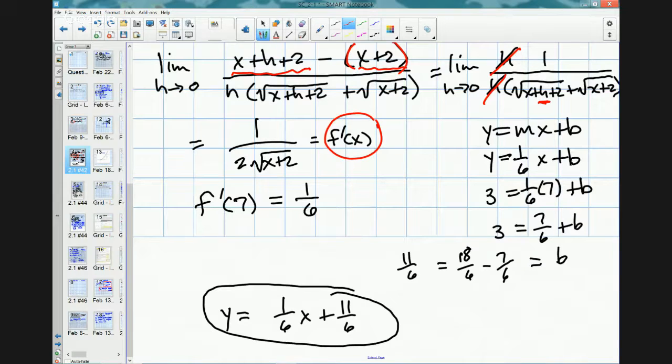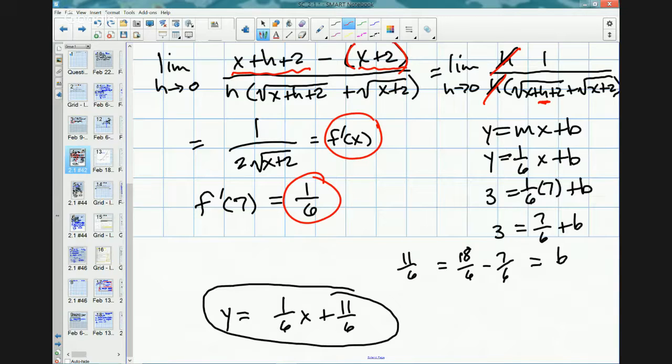So here was the equation for any value of x, 1 over 2 times the square root of x plus 2. But now I want to find it for a specific x, 7. So what's f prime at 7? Just plug in a 7 for x. 7 plus 2 is 9. The principal square root of 9 is 3. And 2 times 3 is 6. There's the slope of our tangent line right exactly at that point, 1/6.